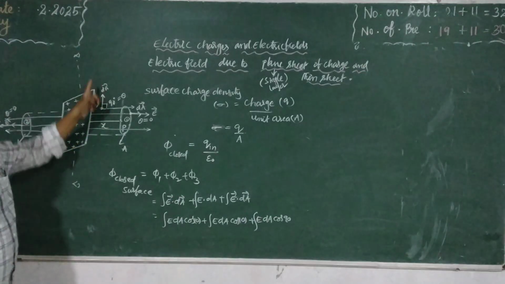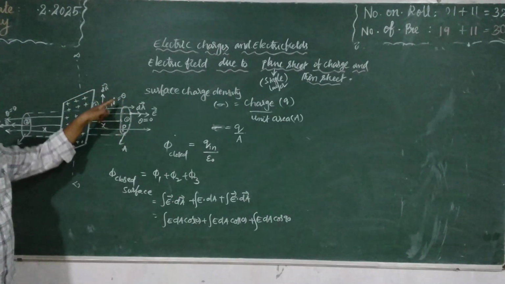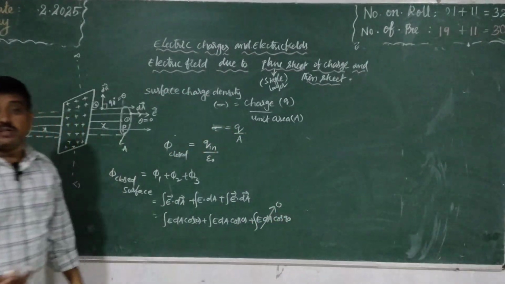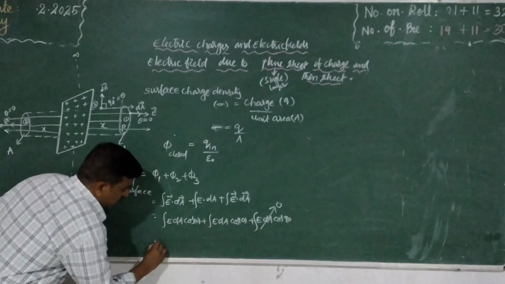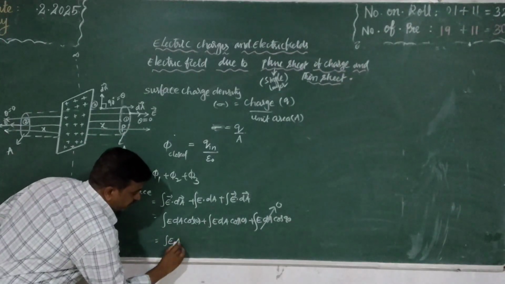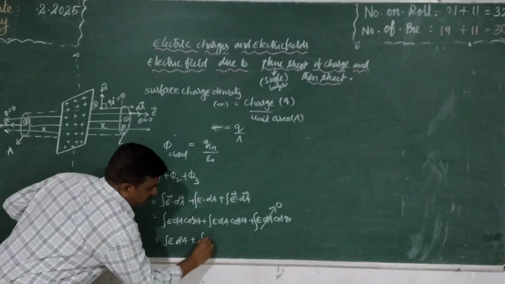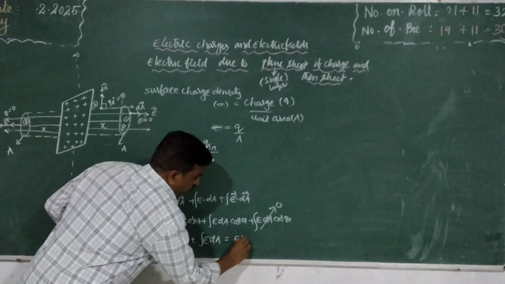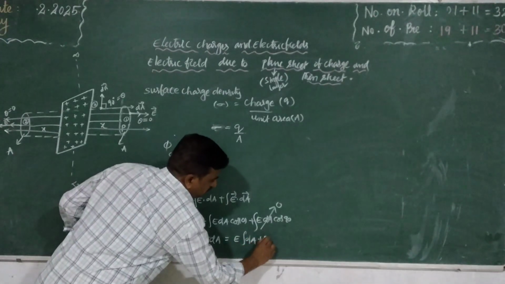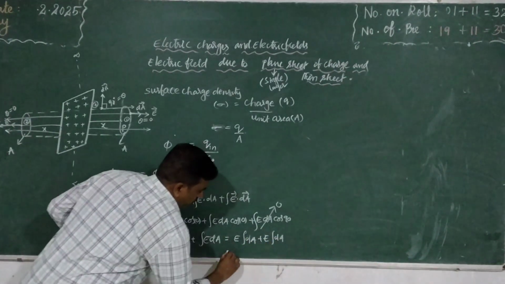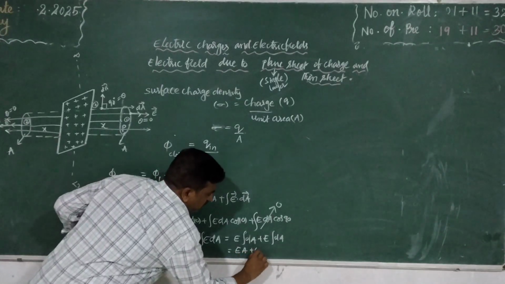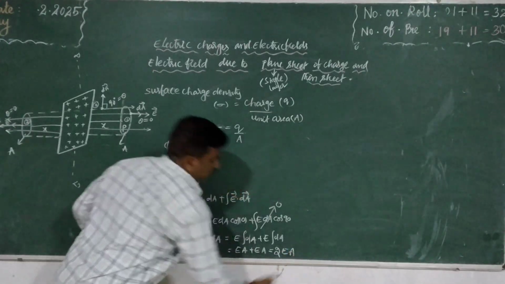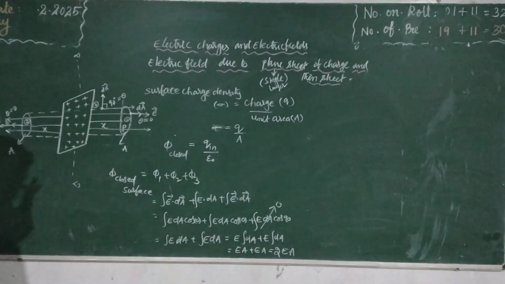Here theta is 90. The area vector is upward and the electric field vector is in this direction. What is theta now? 90. So the flux here is 0, because cos 90 is 0. What do we have here? Integral E dA plus integral E dA. The electric field is constant, so write it outside: E integral dA plus E integral dA. So we get EA plus EA, which is 2EA.